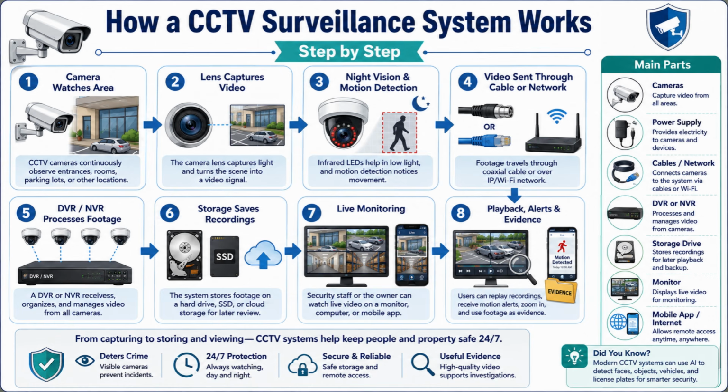After the video reaches the main system, the DVR or NVR processes the footage. A DVR is mainly used with analog cameras, while an NVR is commonly used with IP cameras. This device receives video from all connected cameras, organizes it, and prepares it for recording and viewing.